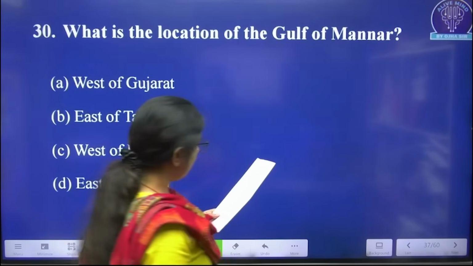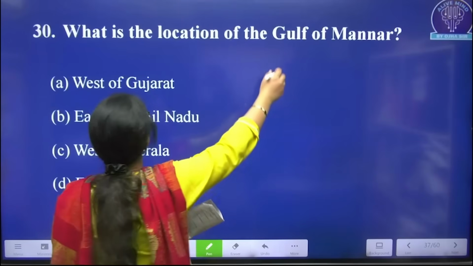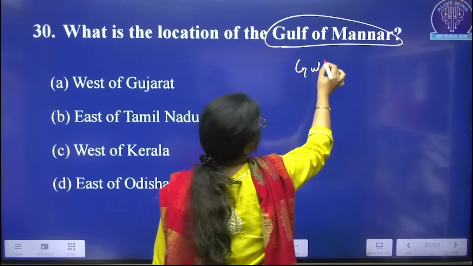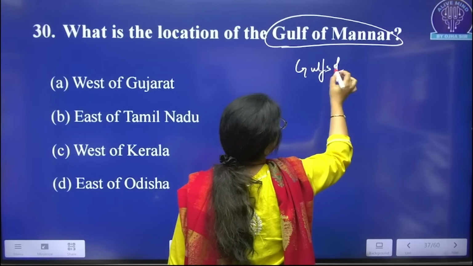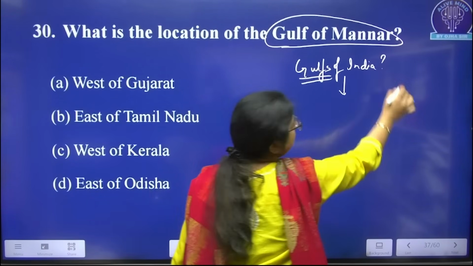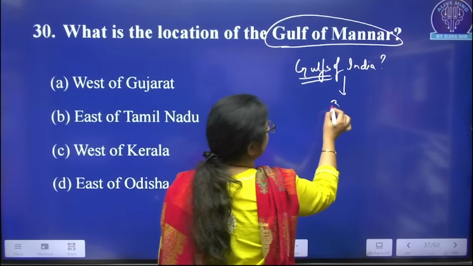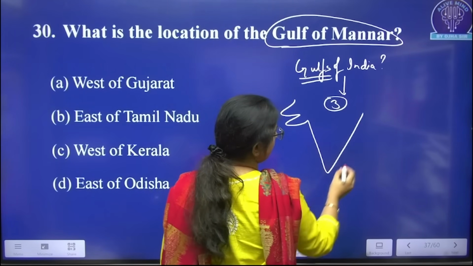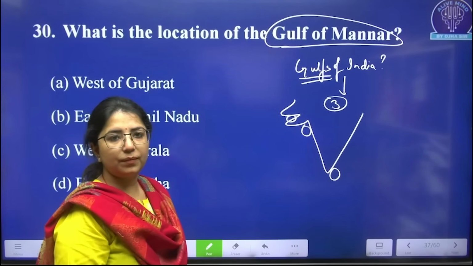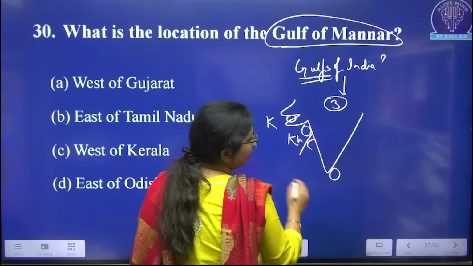Then question 30. What is the location of Gulf of Mannar? Where is Gulf of Mannar? How many gulfs are there in India? There are 3 gulfs in India. One is here, one is here, and the other one is here. This is Kutch, this is Khambat or Cambay, and this is Mannar.